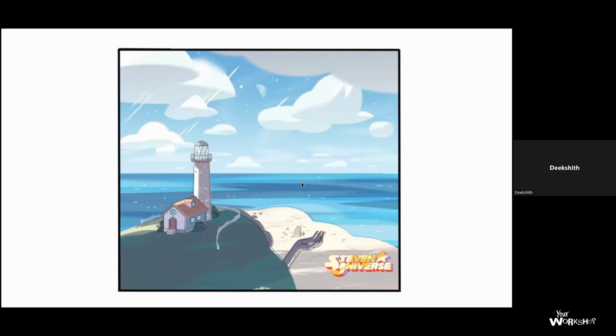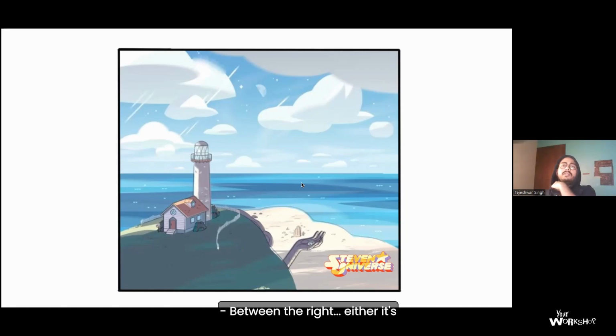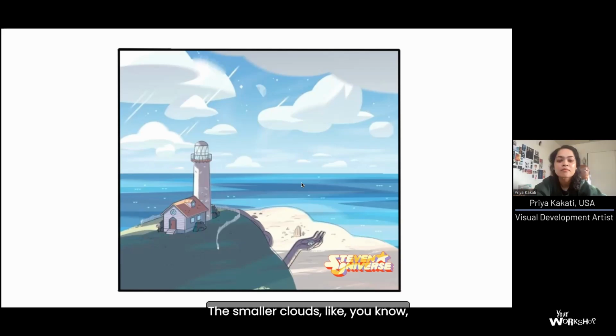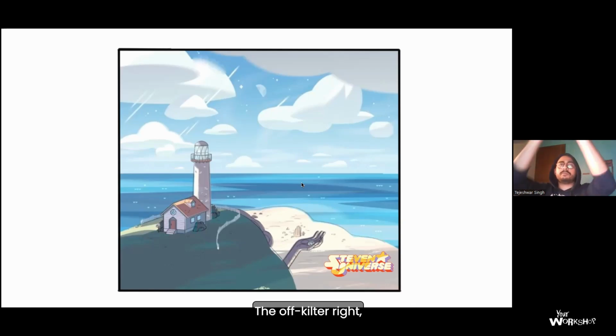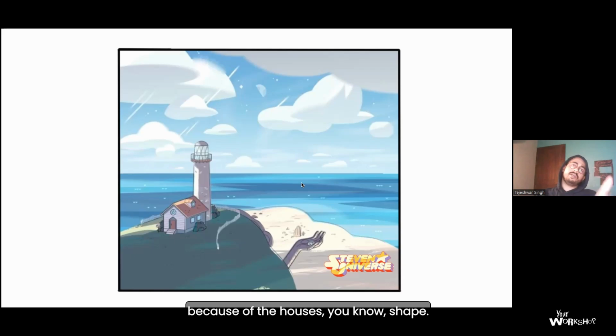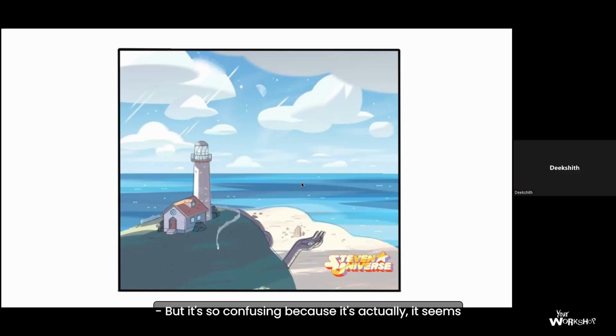Yeah, really near the mouse pointer, just above it, the clouds. The smallest clouds, but not the two smallest clouds, the off kilter, right? Because of the house's shape, it's pointing towards that side. Okay. But it's confusing because it seems almost parallel. The meeting point of the sky and ocean is the horizon line.